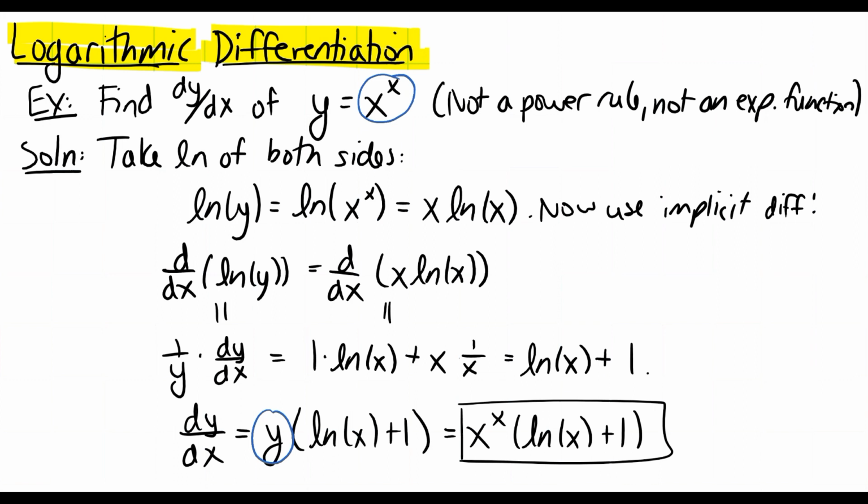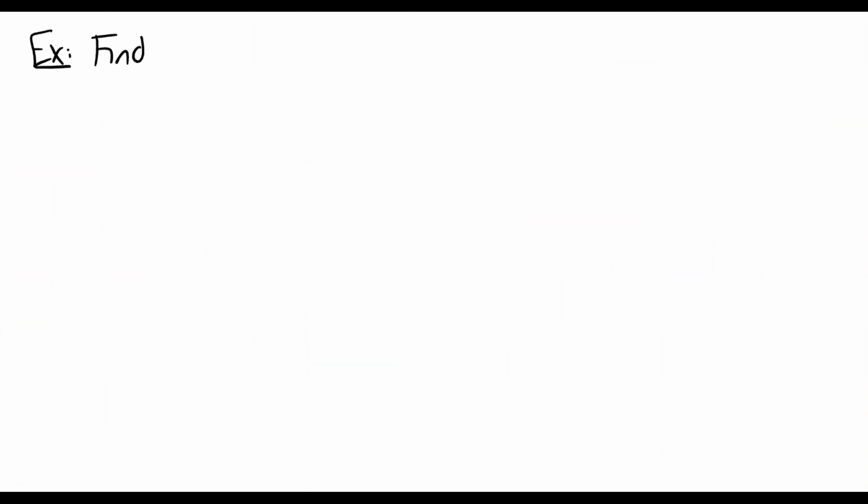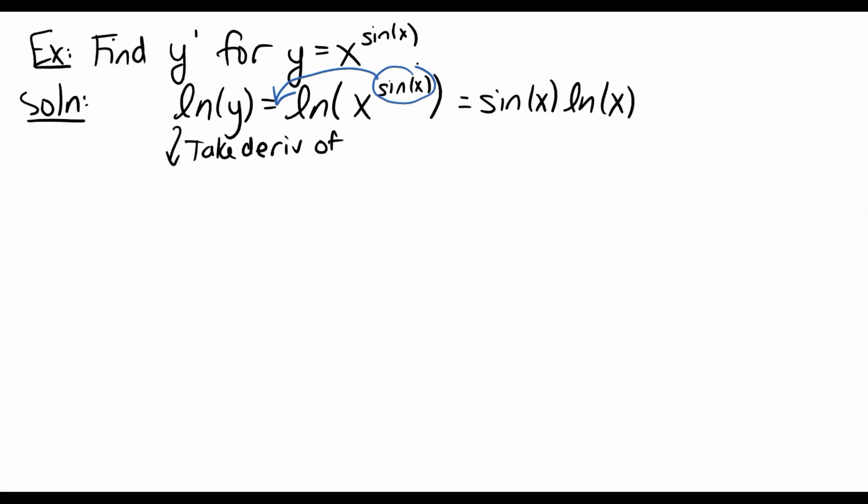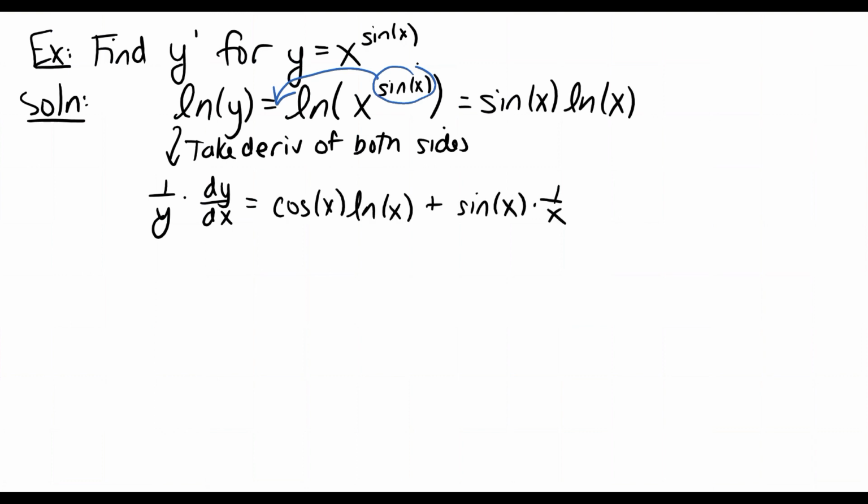For example, if we want to find y prime for y equals x raised to the sine of x, we can take the natural log of both sides to get ln of y equals ln of x to the sine of x, which equals sine of x times ln of x. Then we hit both sides with d/dx to get 1 over y times dy/dx on the left, and with the product rule, we get cosine of x times natural log of x plus sine of x over x on the right.